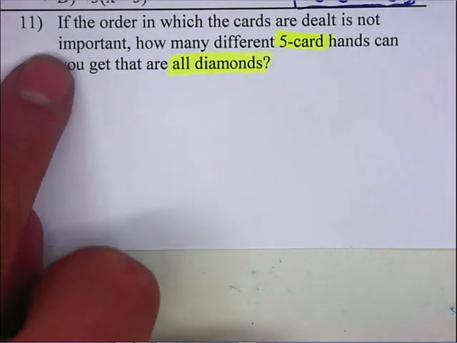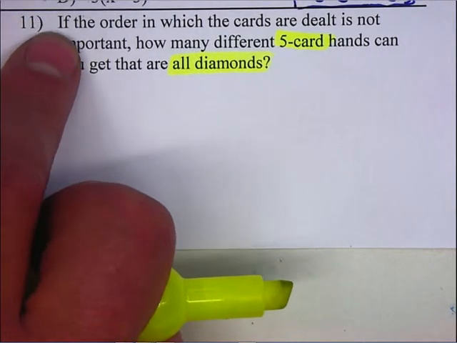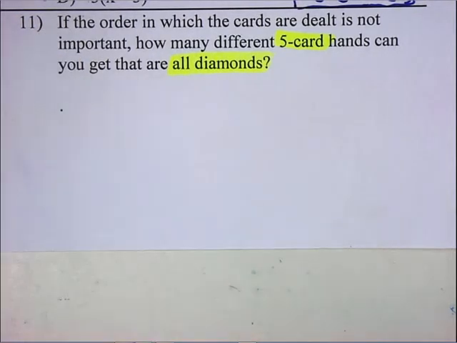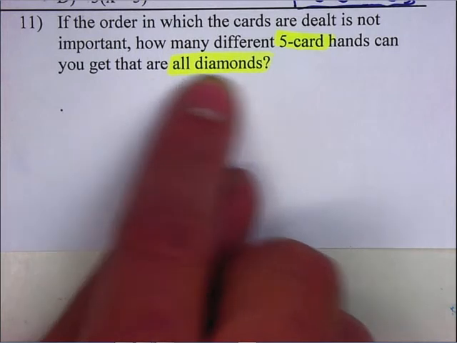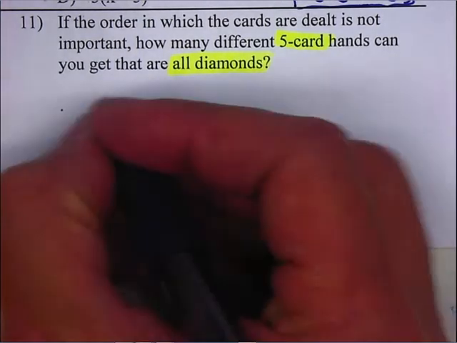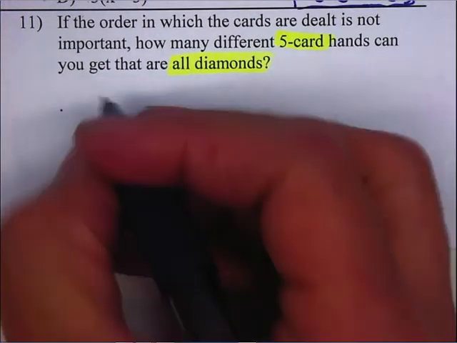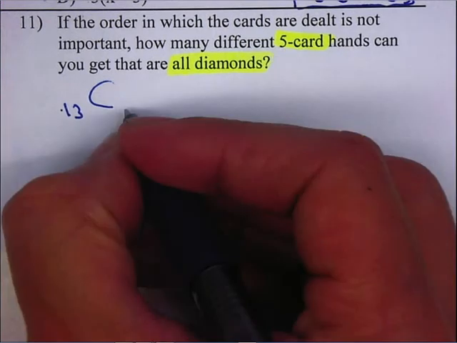Now, a lot of the times they're going to give you the description for the deck. We have 52 cards, 13 in each suit, 4 suits. But in this case, what cards are we playing with? We are only playing with the diamonds. So how many diamonds do we have? And we are selecting 5 cards. So how many diamonds do we have? 13. And how many are we selecting at a time?